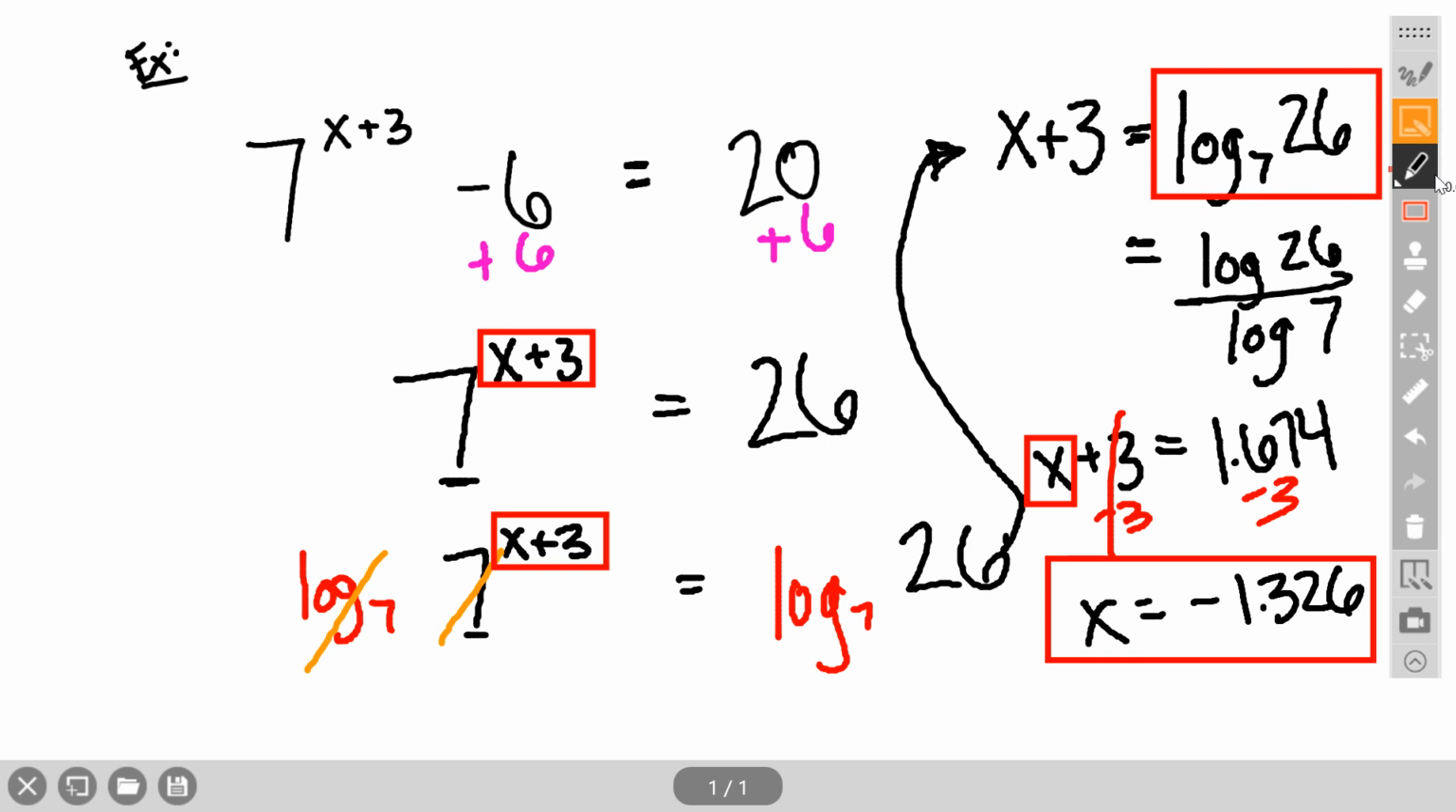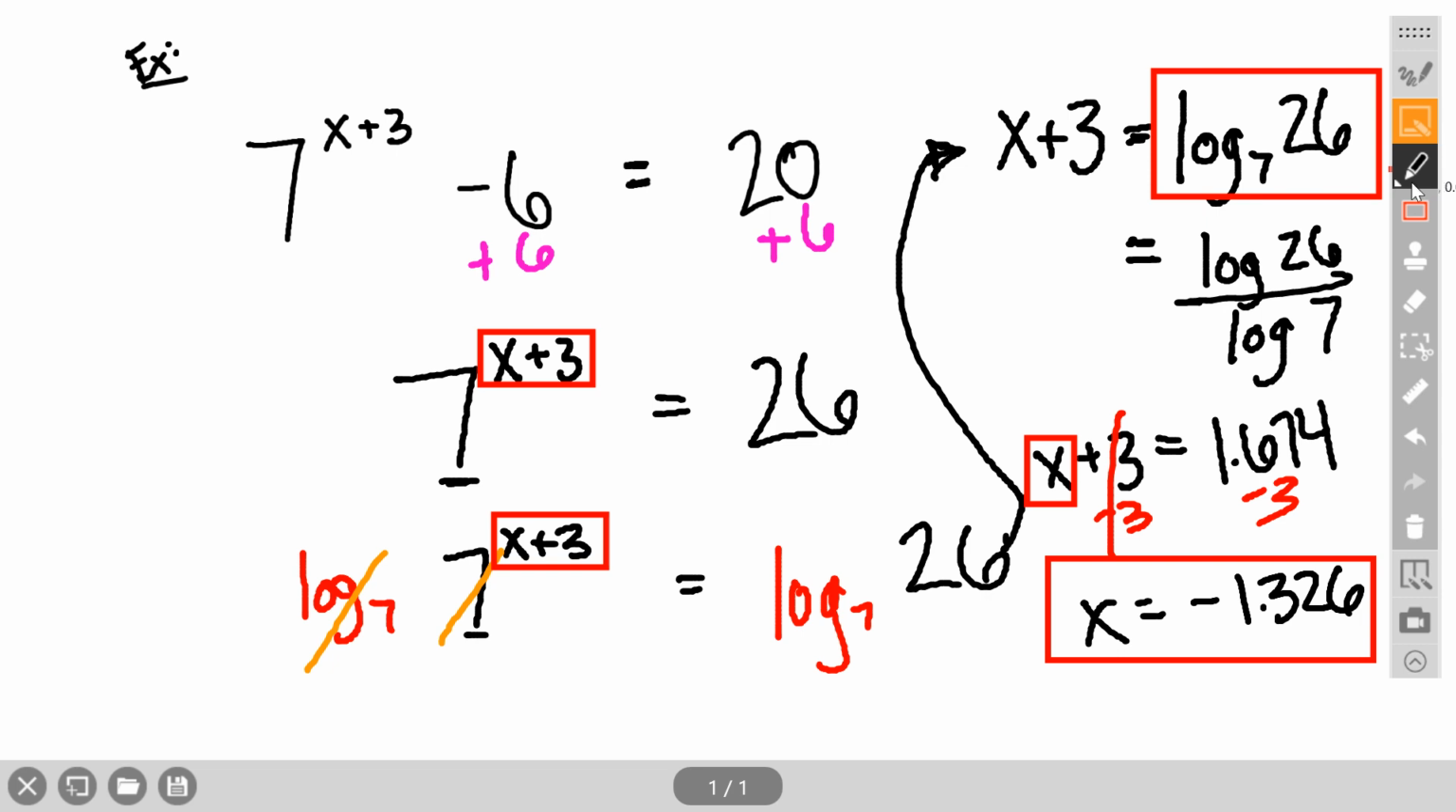Okay, so these are very similar to just normal linear equations. You just have to remember that one step of how to get rid of that base number, and you get rid of that base number by using a log. You also have to remember how to evaluate that log, which is change of base. Are there any questions about this problem here?